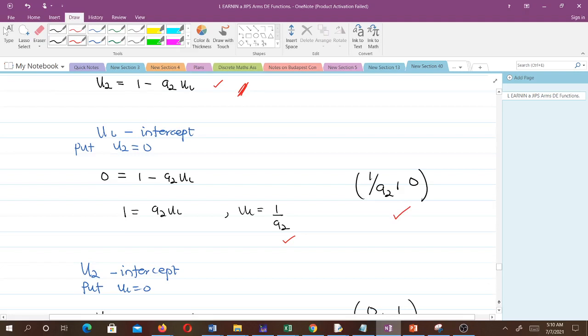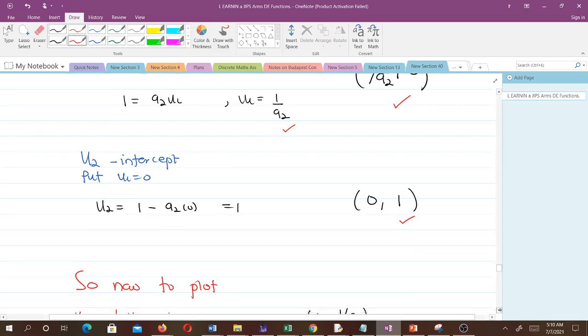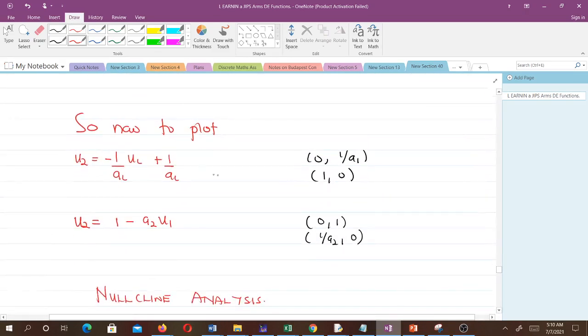Then with the u2 intercept, it means u1 is 0. So when you put u1 equals 0 inside that equation, you get u2 equal to 1 minus a2 times 0, and you get u2 to be 1. So that gives us the point 0, 1. So that means that now we have the 2 points to plot the first line and the 2 points to plot the second line. I hope you get it. To plot this line, we use these 2 points, and to plot this line too, we use these 2 points.